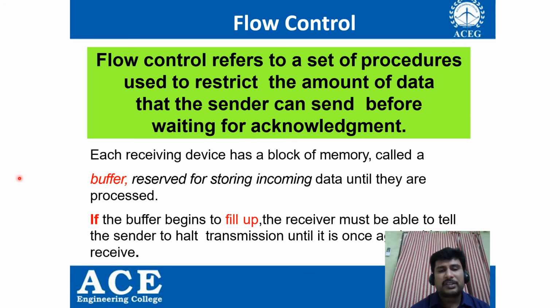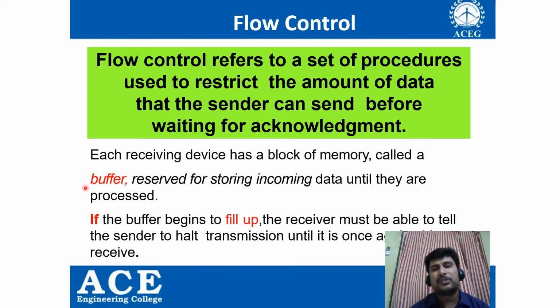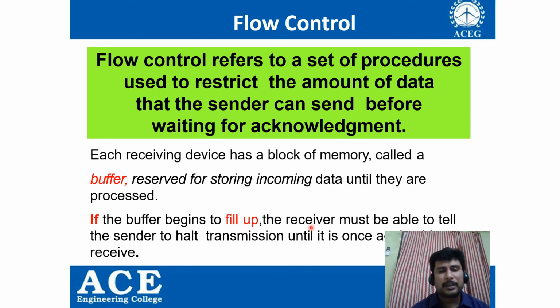Each receiving device has a block of memory called a buffer, which is used for storing incoming data until it is processed. If the buffer begins to fill up, the receiver must be able to tell the sender to halt the transmission. If this doesn't happen, it will result in an overflow of data. Until it is again able to receive data, it may ask the sender to halt its transmission. All this is implemented for a purpose called flow control, so that there will be no loss of data.